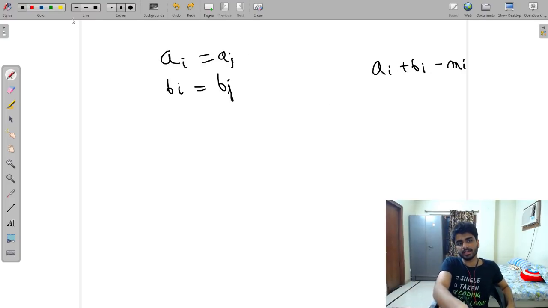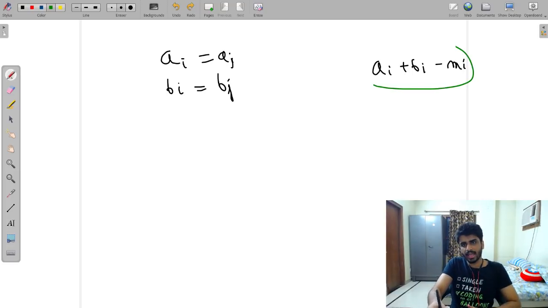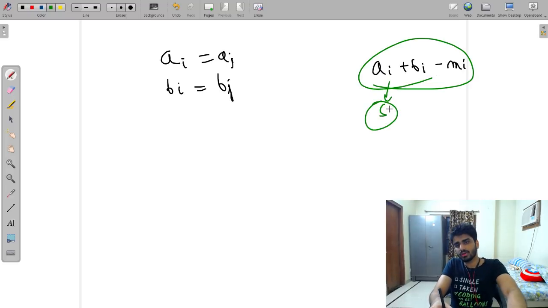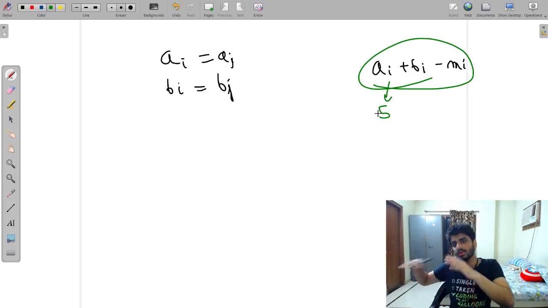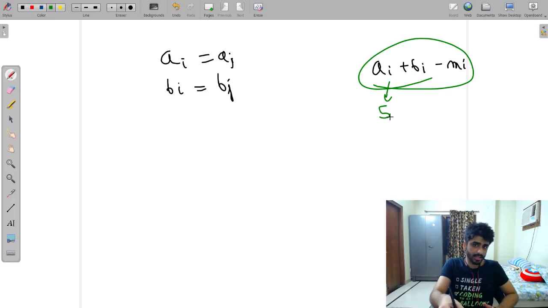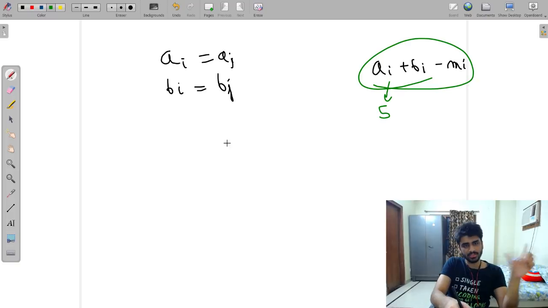So we will make multiple classes, and I don't mean the object-oriented programming classes. I mean the mathematical classes. Like if ai plus bi minus mi is 5, then this dish can be equal to only those dishes which also have ai plus bi minus mi equals 5. So we will make separate groups: all the dishes with ai plus bi minus mi equals 5 will be in a single group, and those who have 7 will be in another group, and so on. So we will have multiple groups, and we want to solve the problem for each group separately.